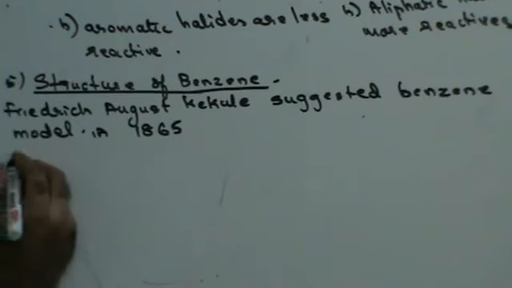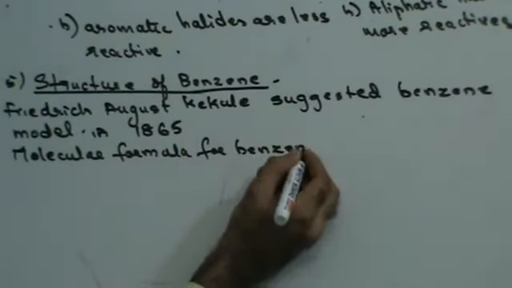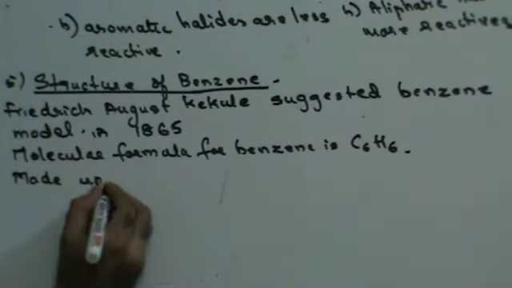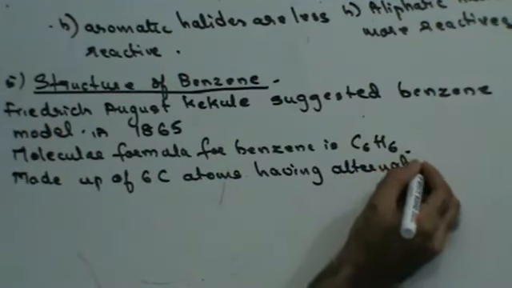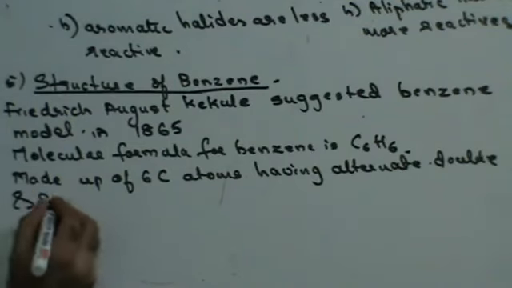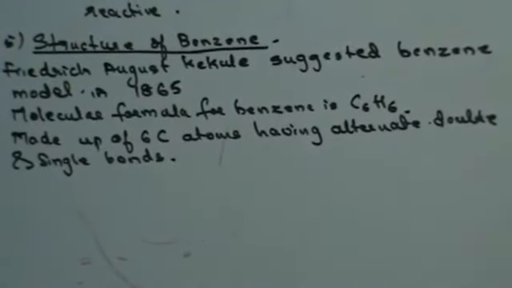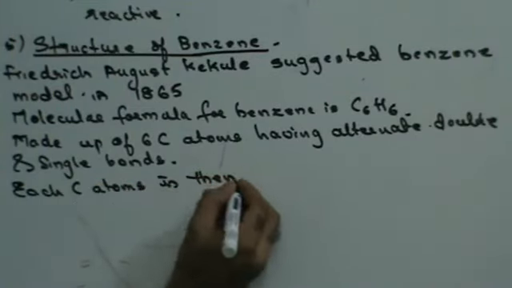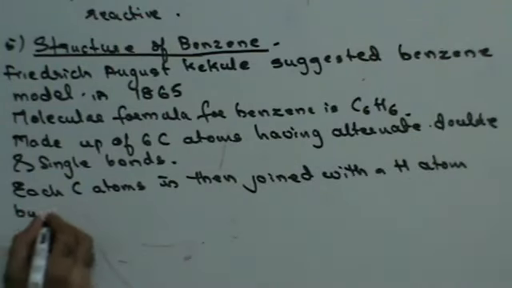Now, the molecular formula for benzene is C6H6. Fine. It is made up of 6 carbon atoms having alternate double and single bonds. Each carbon atom is again joined with one hydrogen atom by a single covalent bond.